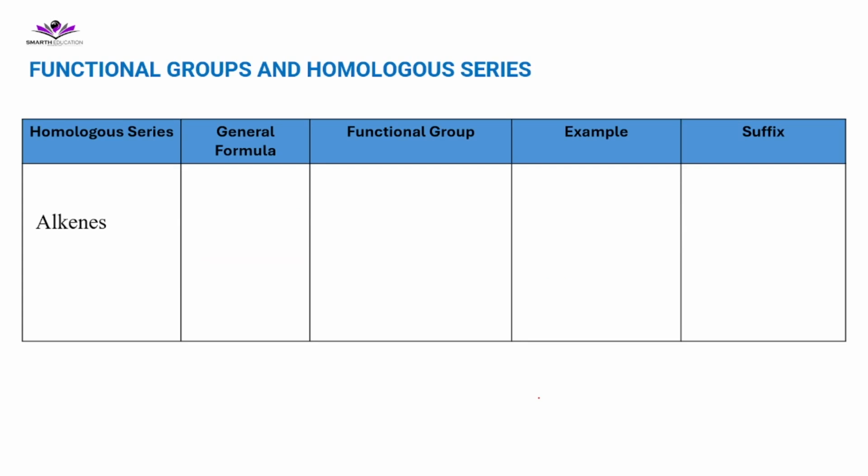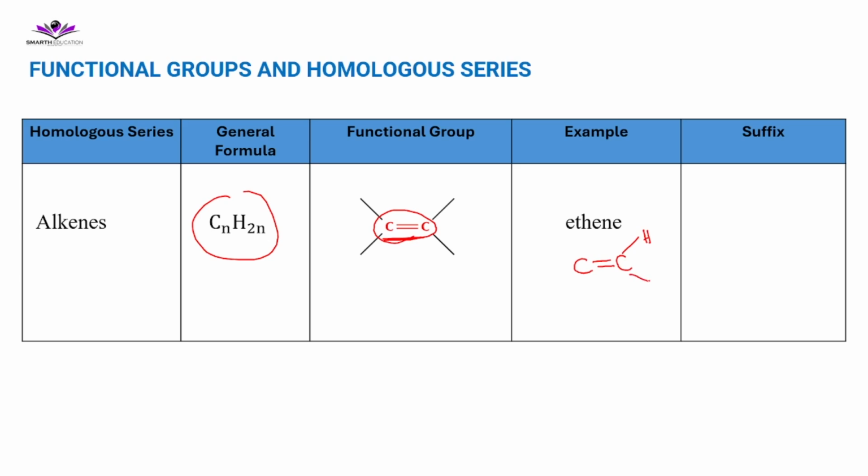The next one will be the alkenes. The general formula for alkenes is like this. Please take note of these general formulae. And the functional group, how do we identify the alkenes? There's a double bond. The carbon to carbon bond is a double bond like this. That's how we identify the alkenes. They have special physical and chemical properties because of this double bond. That's the functional group. An example is ethene, which will have a double bond like that, and hydrogen like that. That's ethene.